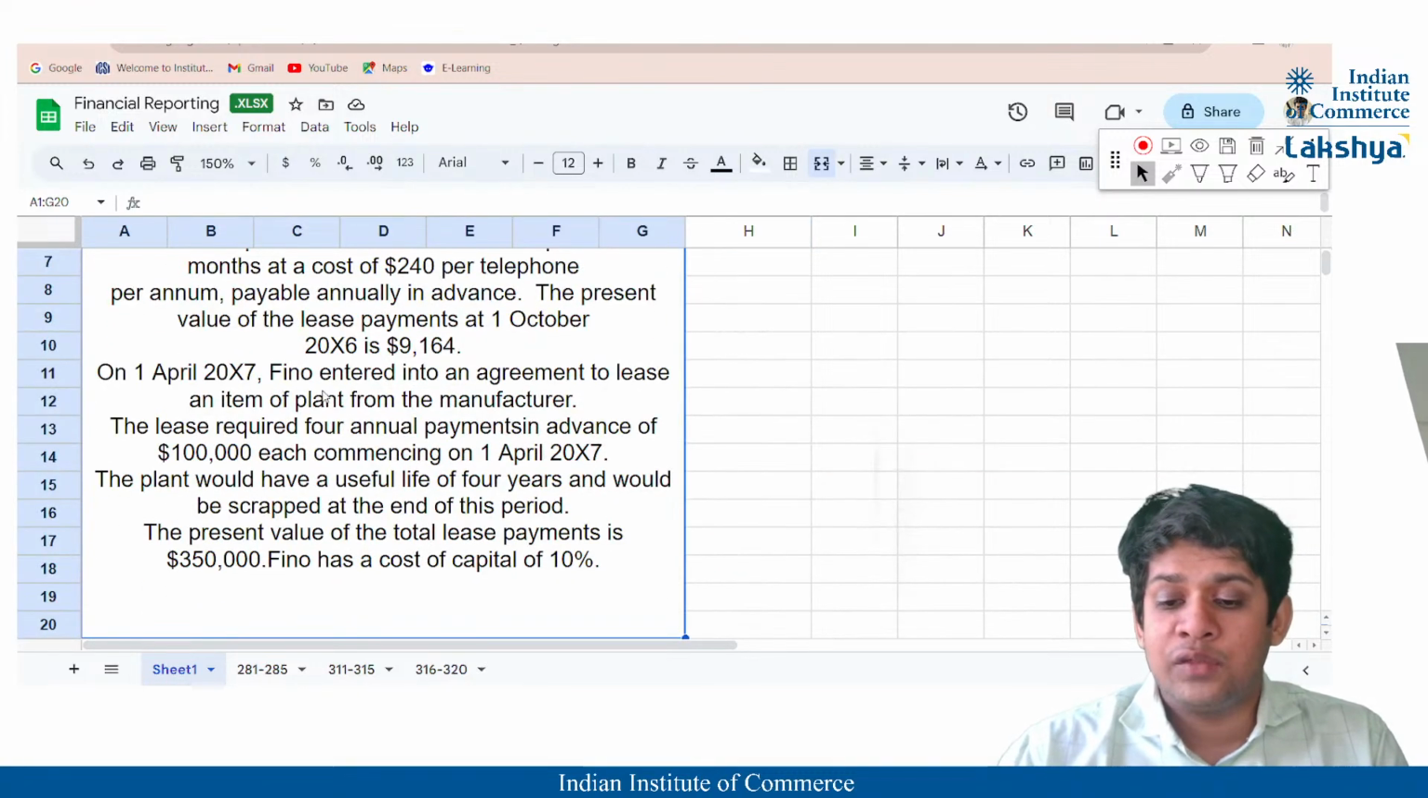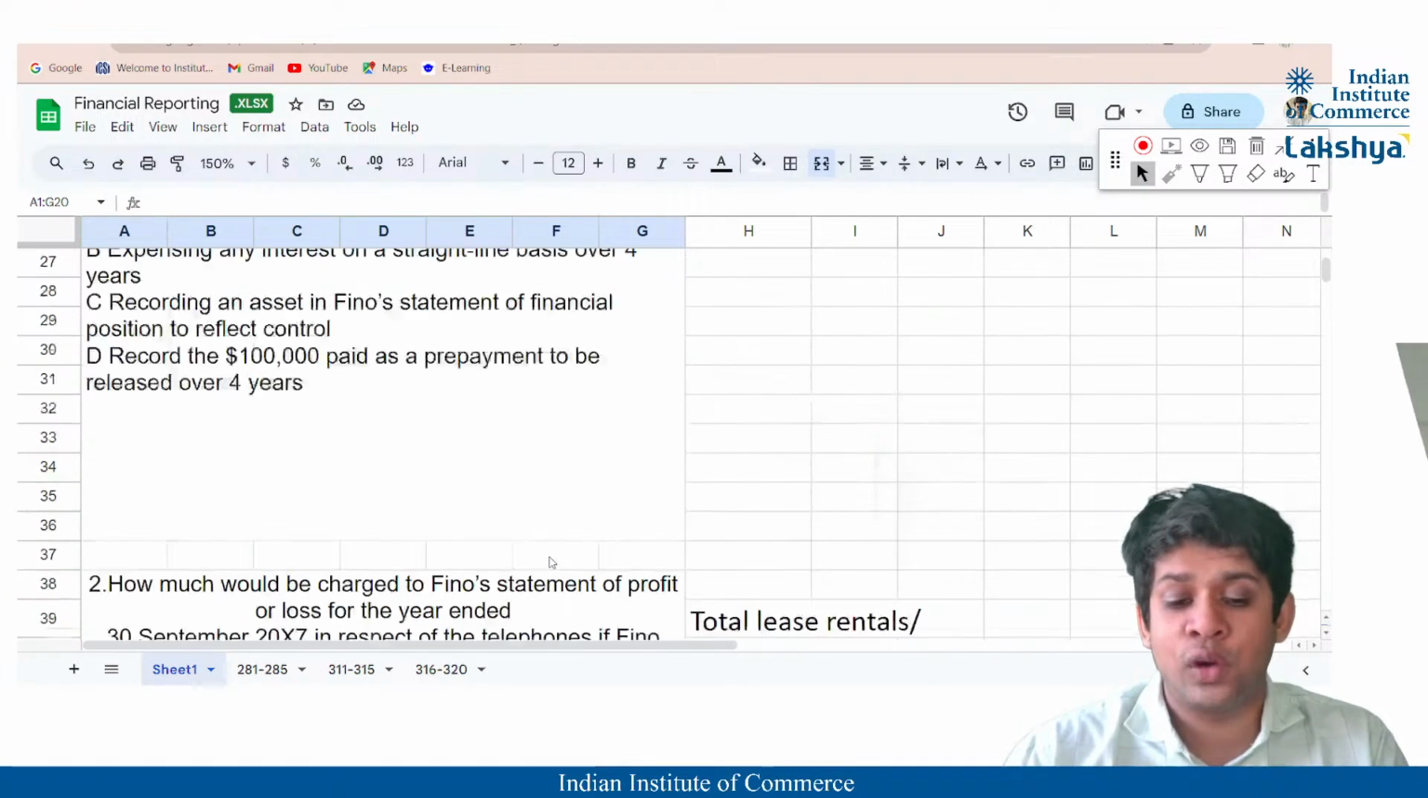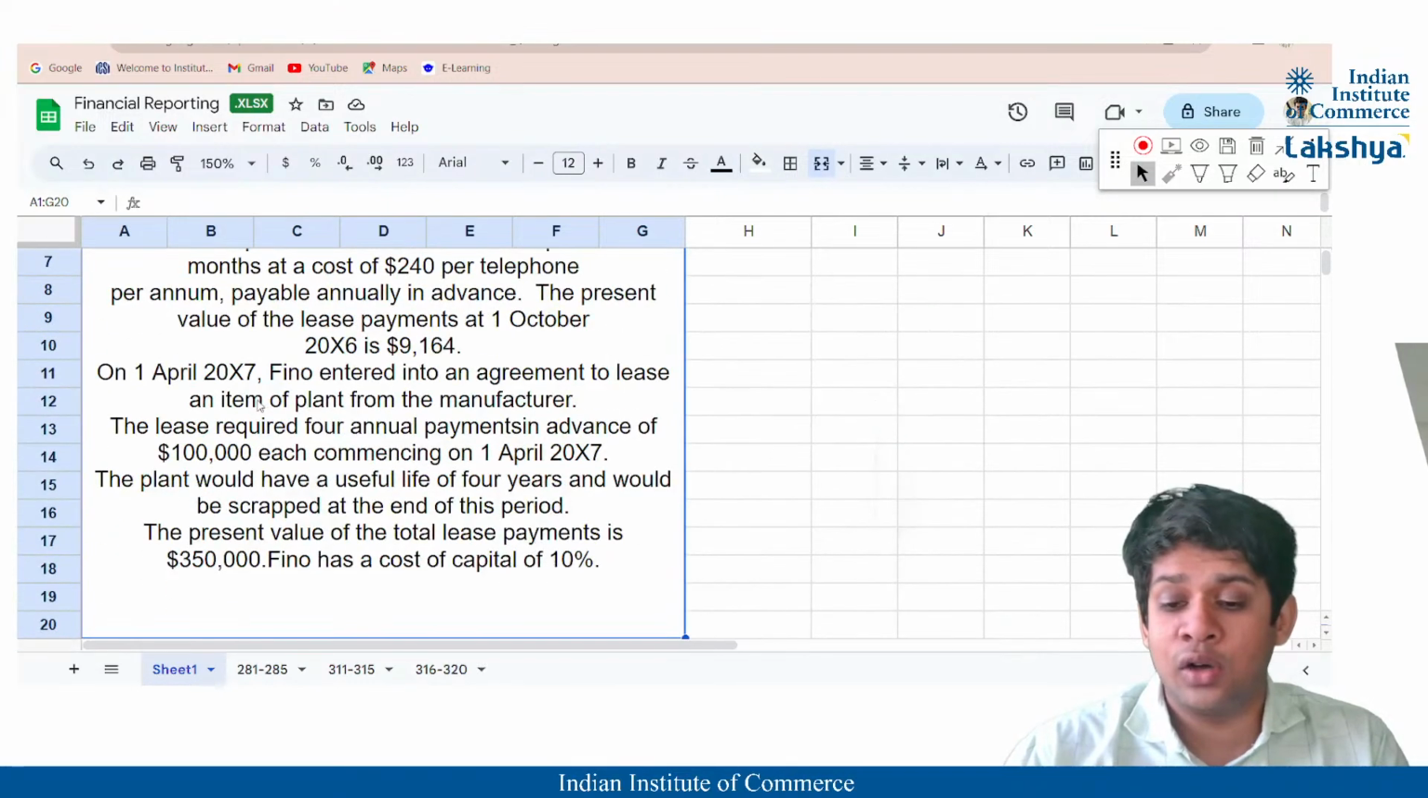You can see, FINO entered into a lease agreement to lease an item of plant to the manufacturer. They're going to make 4 lease payments of $1 lakh at the commencement of each year. The plant had a useful life of 4 years and would be scrapped, correct? So that means the plant has a useful life of 4 years and the lease term is of how many years?